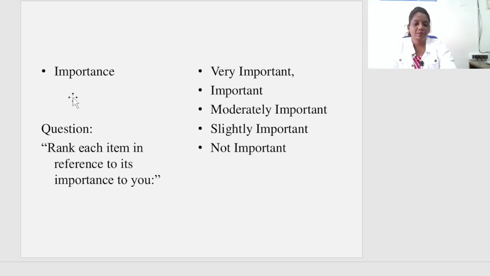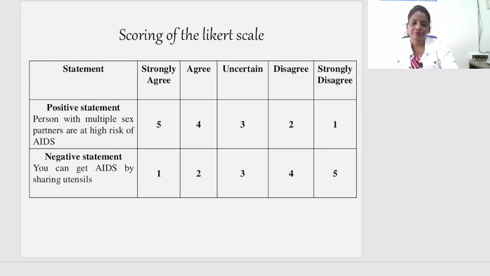And importance means suppose if you go to any place or visit anything and you just say that visiting that place is very important or not important or moderately important, like that. So the scale which I am giving here is this, okay.